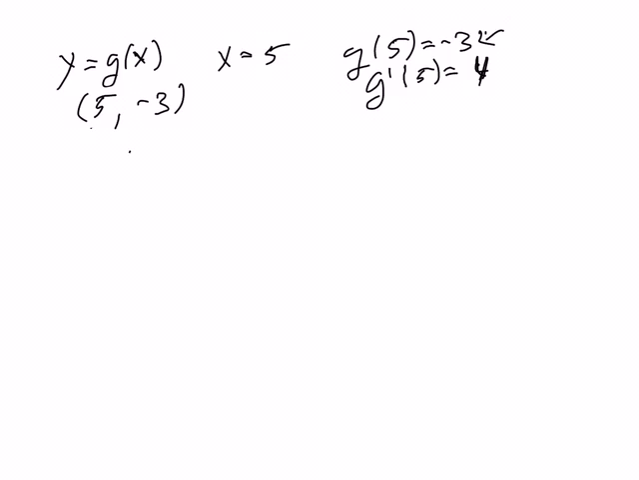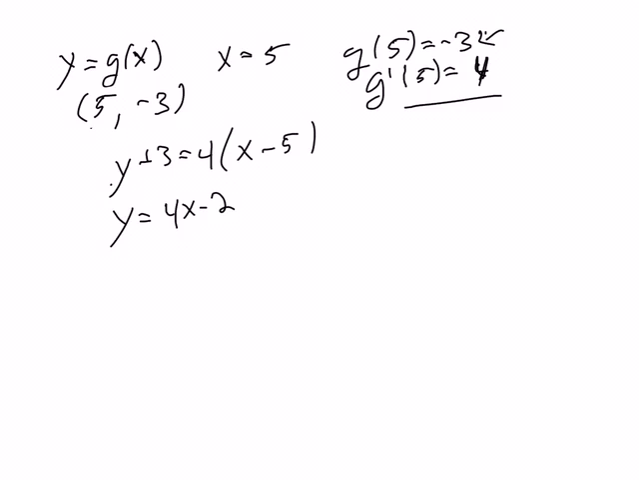And so when we write it, we write y minus -3, which is +3, equals m, the slope, but we know what the slope is at 5, it's 4, times x minus 5, or in other words, y equals 4x minus 20, and then minus 3, so sorry, this is minus 23. That's the answer for part A.